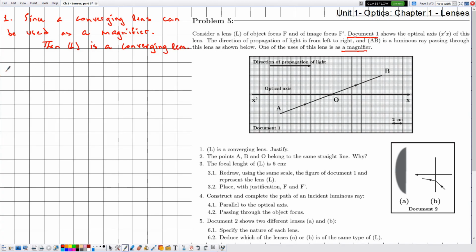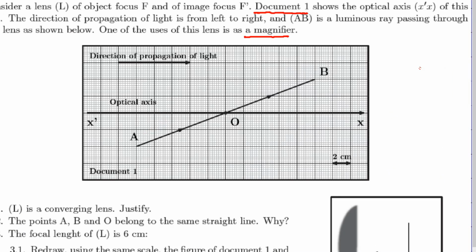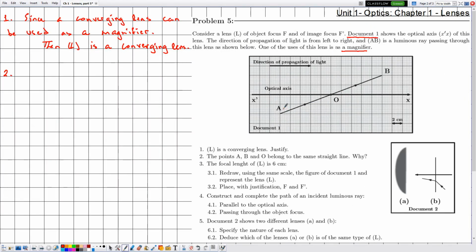Okay. Now in number 2, they are telling me that the points A, B, and O belong to the same straight line. Why? So notice that the luminous ray AB is passing through the point O, and so the incident ray AO completes its path along the emergent ray OB without deviation, and this is because the ray AO is passing through the optical center. In this case it's the point O. For this reason the points A, O, and B belong to the same straight line.